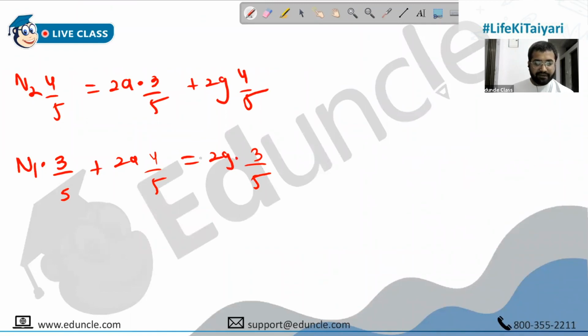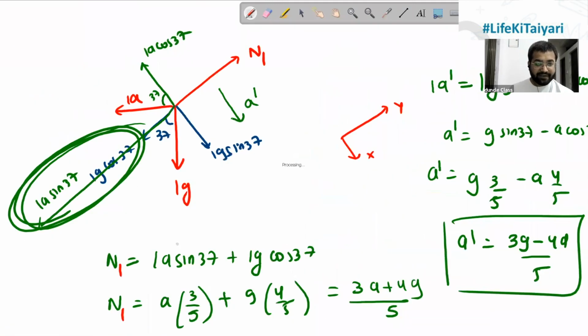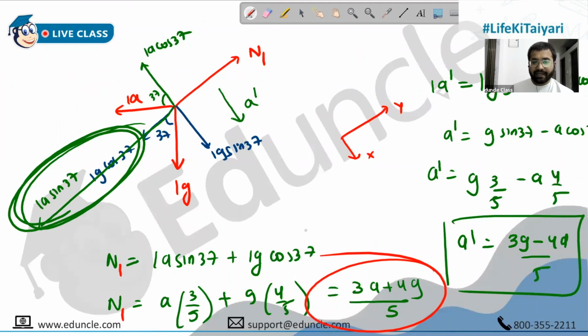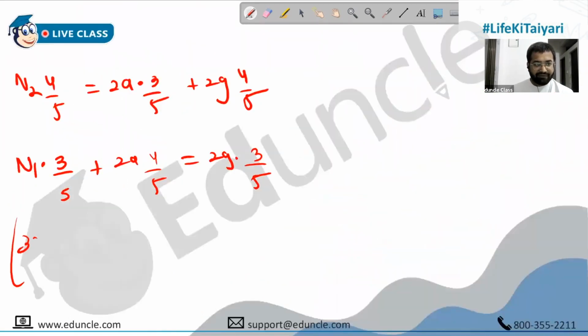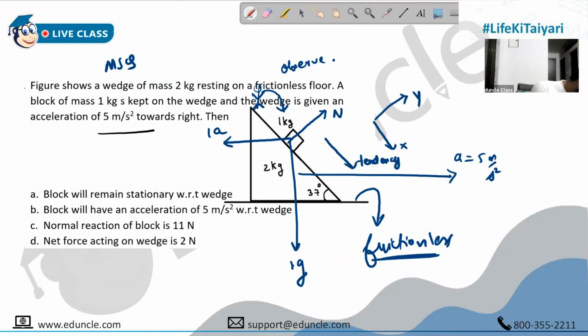And we can substitute the value of n1 from the original equation. What is n1 equal to? n1 is (3a plus 4g) by 5. We can substitute this, and we will get the acceleration. The answer is probably just option C.